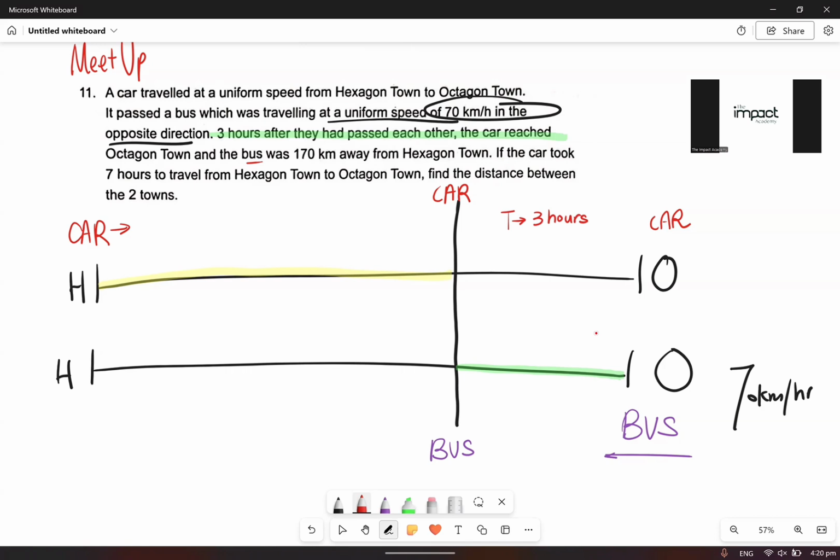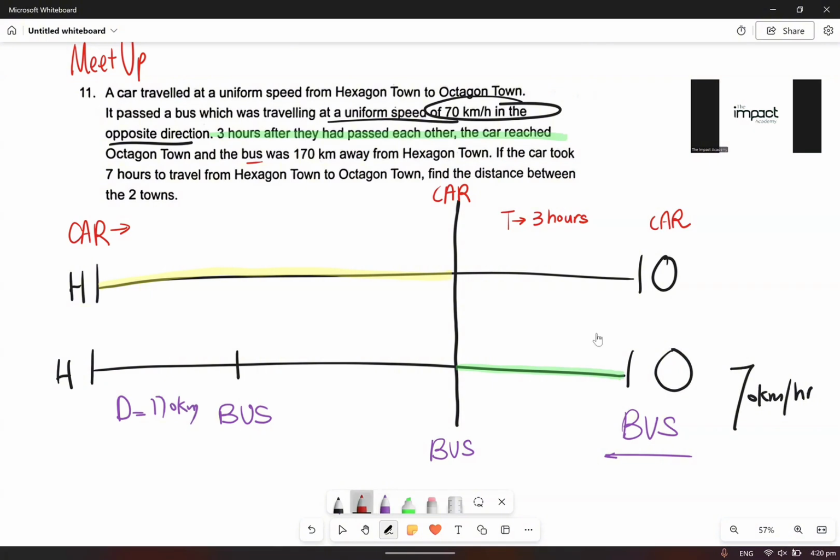And when the car reaches Octagon Town, where is the bus? 170 kilometers away from Hexagon. Very good. So we just roughly estimate first. Maybe I say the bus is over here. Bus is 170 kilometers. So I want to write down that the distance for the bus, I keep using purple color, distance is 170 kilometers. Is this something that you can understand?